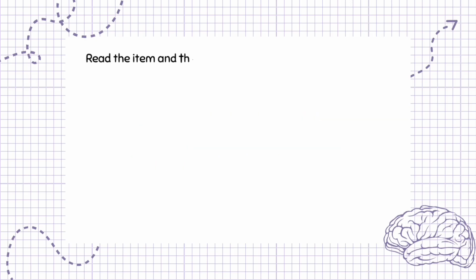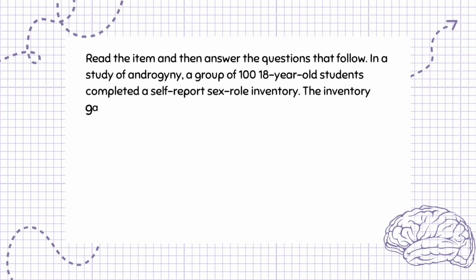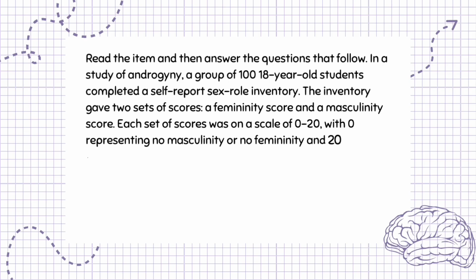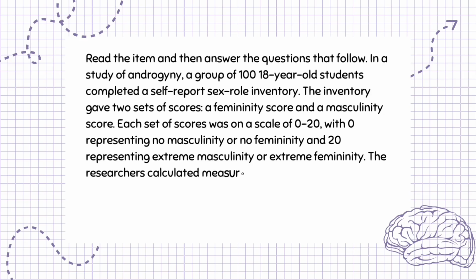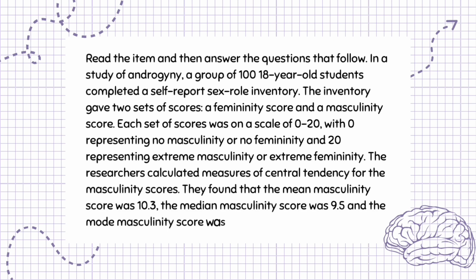Read the item and then answer the questions that follow. In a study of androgyny, a group of 118-year-old students completed a self-report sex role inventory. The inventory gave 2 sets of scores, a femininity score and a masculinity score. Each set of scores was on a scale of 0 to 20, with 0 representing no masculinity or no femininity and 20 representing extreme masculinity or extreme femininity. The researchers calculated measures of central tendency for the masculinity scores. They found that the mean masculinity score was 10.3, the median masculinity score was 9.5 and the mode masculinity score was 7.